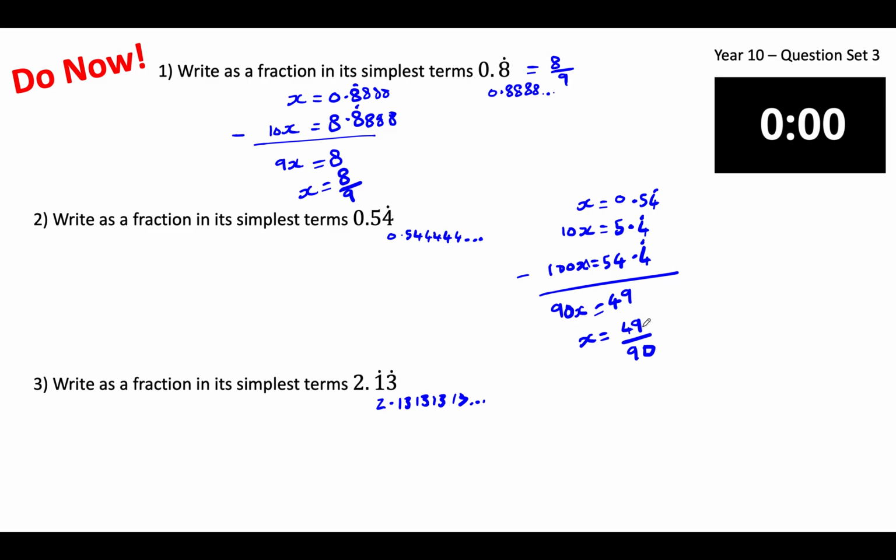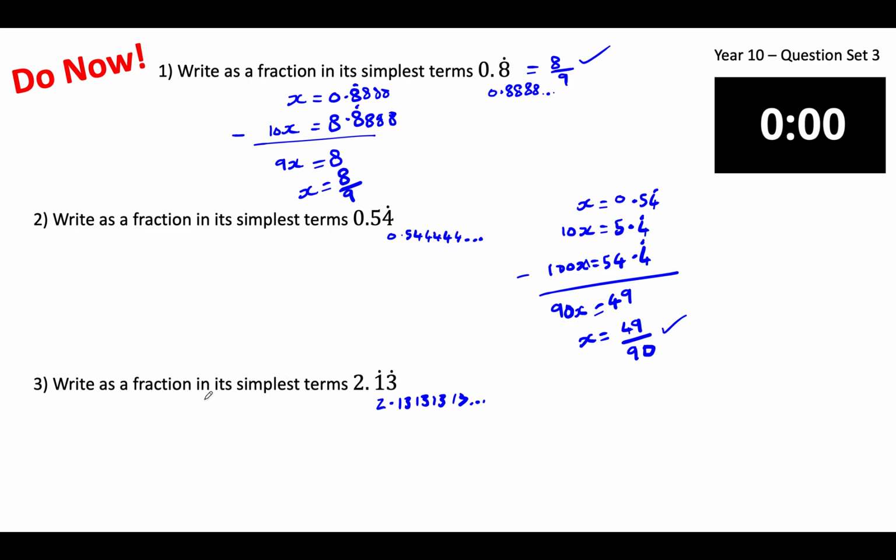The top one will divide by 7. In fact, that's the only thing that will divide it. And the bottom one doesn't divide by 7, so 49 over 90 is correct. 0.54 recurring is equal to 49 over 90. Right, that's one answer. Second answer.